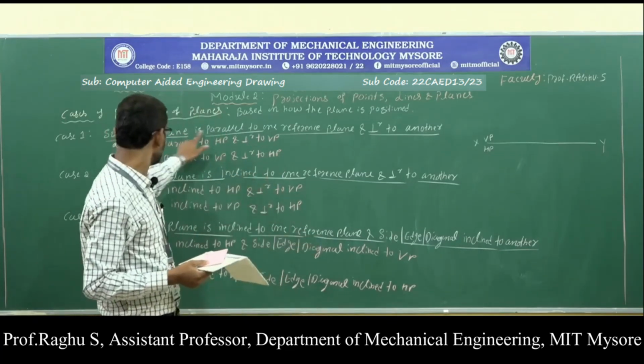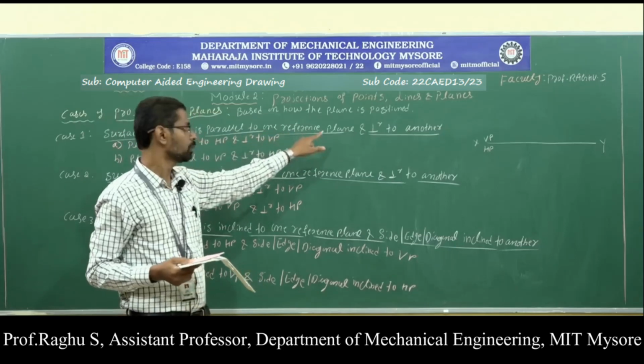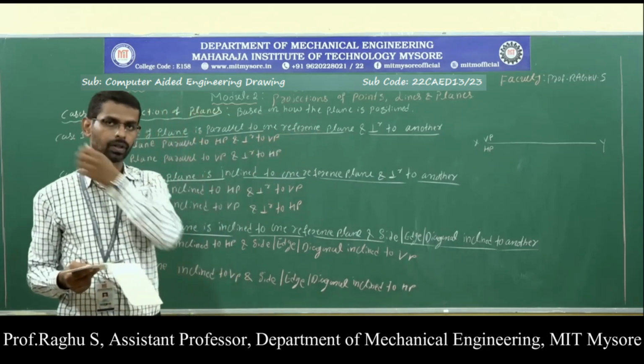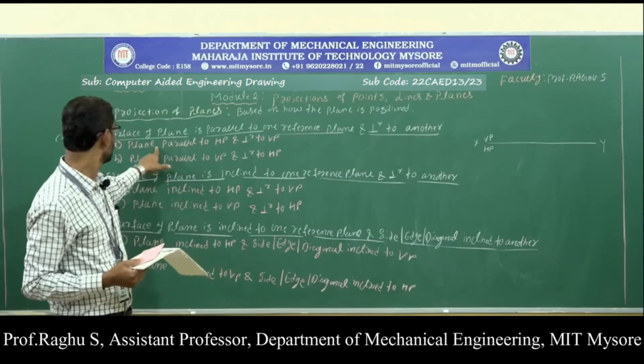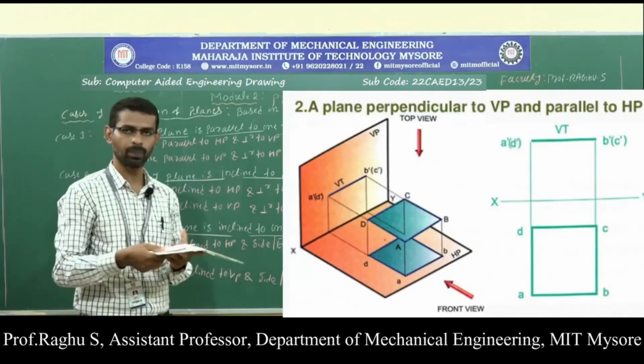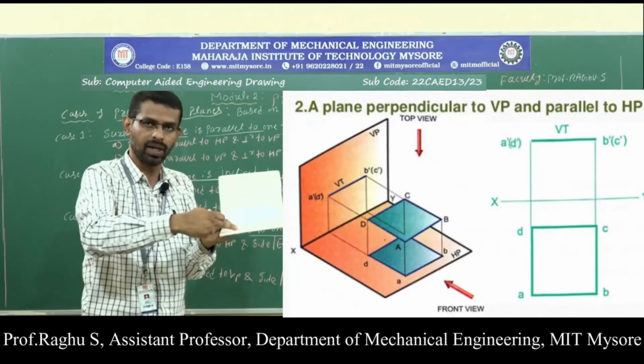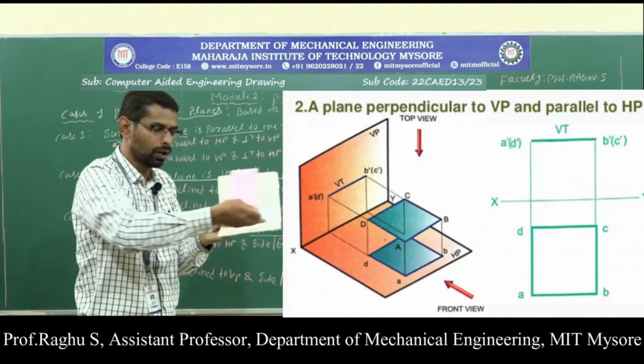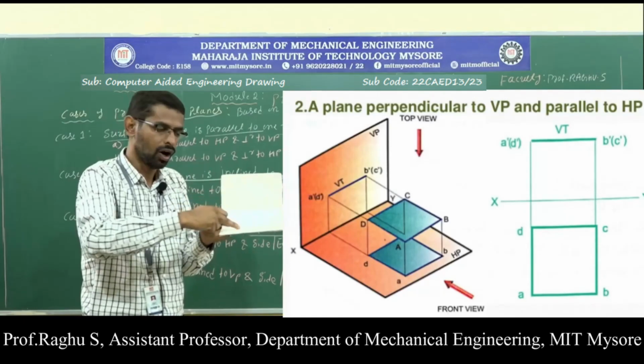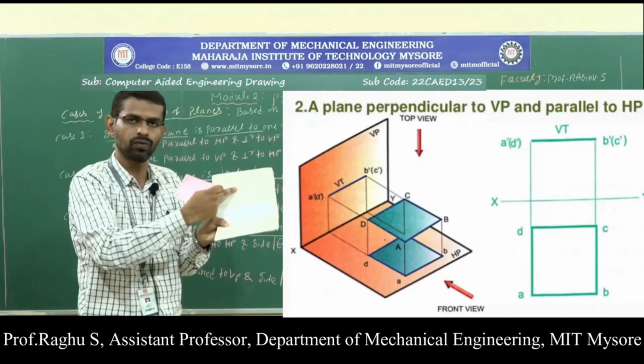Next, coming to different cases of planes. First one: surface of plane is parallel to one reference plane and perpendicular to another. Here the first one, plane parallel to HP and perpendicular to VP. This is the horizontal plane, HP, and this is the vertical plane, VP, in the first quadrant.